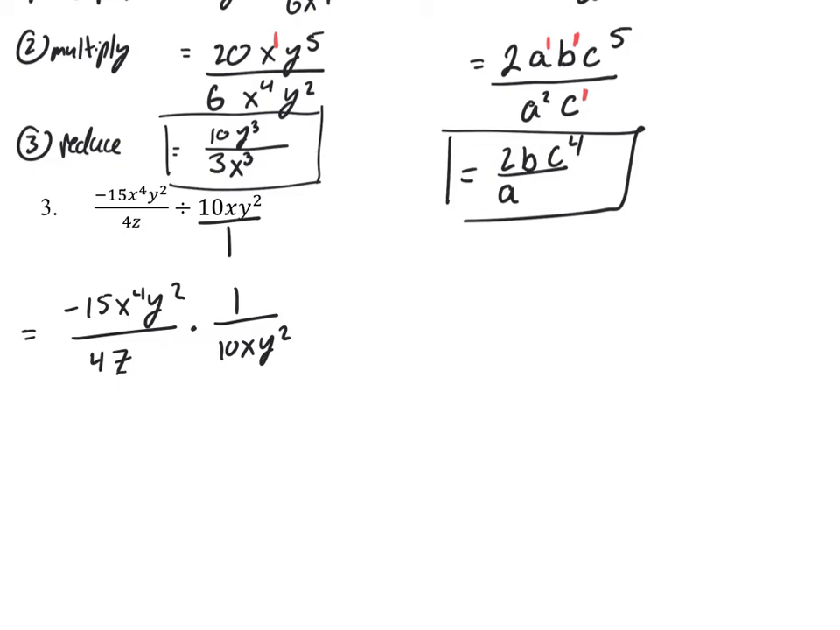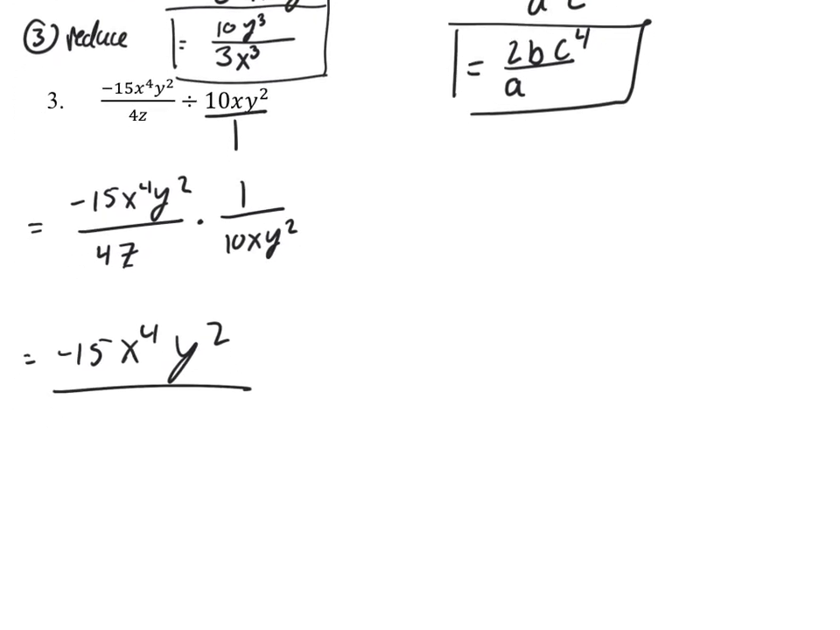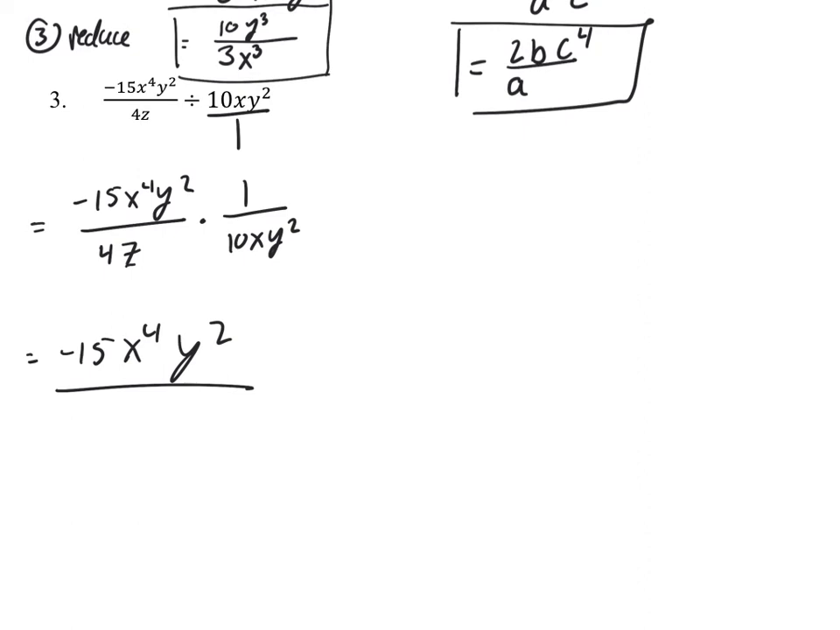Now we want to go ahead and multiply straight across. Negative 15 x to the fourth y squared. And then divided by multiplying straight across the bottom. 4 times 10 is 40. X, y squared, z. So just writing those variables in alphabetical order just keeps us all organized and makes sure that everything works out correctly. So reducing negative 15 over 40, type it in your calculator or reduce it in your head, we're going to get negative 3/8.